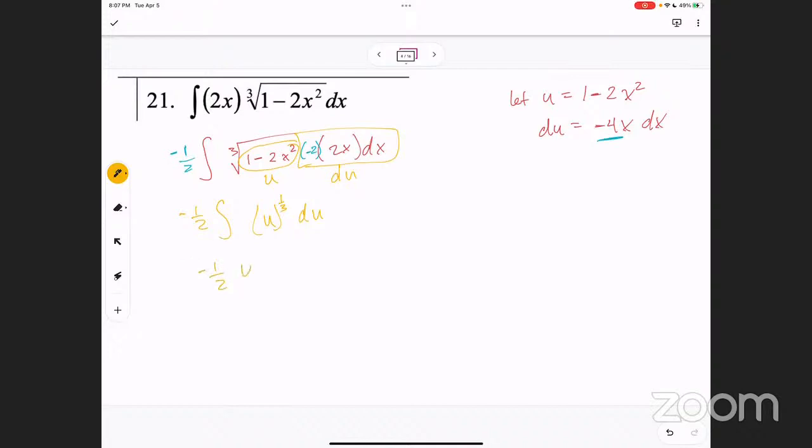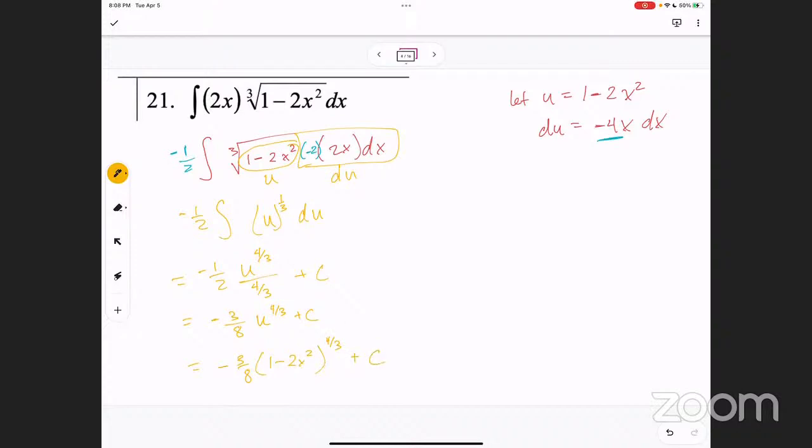that's just u to the 4/3 power, I'm adding 1, divided by 4/3, plus c. Divided by 4/3, not multiplied by 3/4. You divide by whatever the new exponent is. Now just substitute u with the actual u, which is 1 minus 2x squared. Now I'll flip the denominator, multiply by the reciprocal. So that's negative 3/8 u to the 4/3 plus c, which is negative 3/8 times 1 minus 2x squared to the 4/3 plus c.